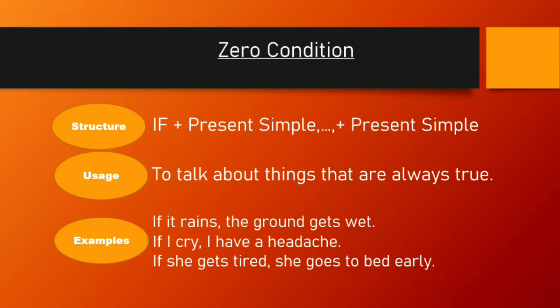So we go with the first one, the zero conditional. The structure of the zero conditional is if plus present simple plus present simple. Do you know the present simple form? Subject plus verb 1 plus object.